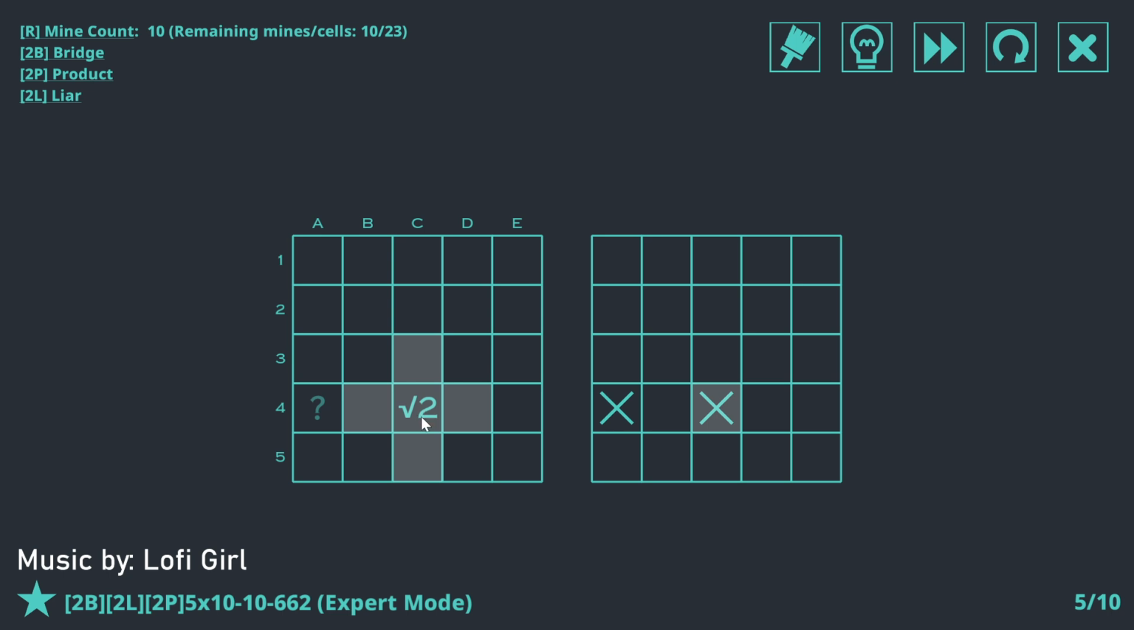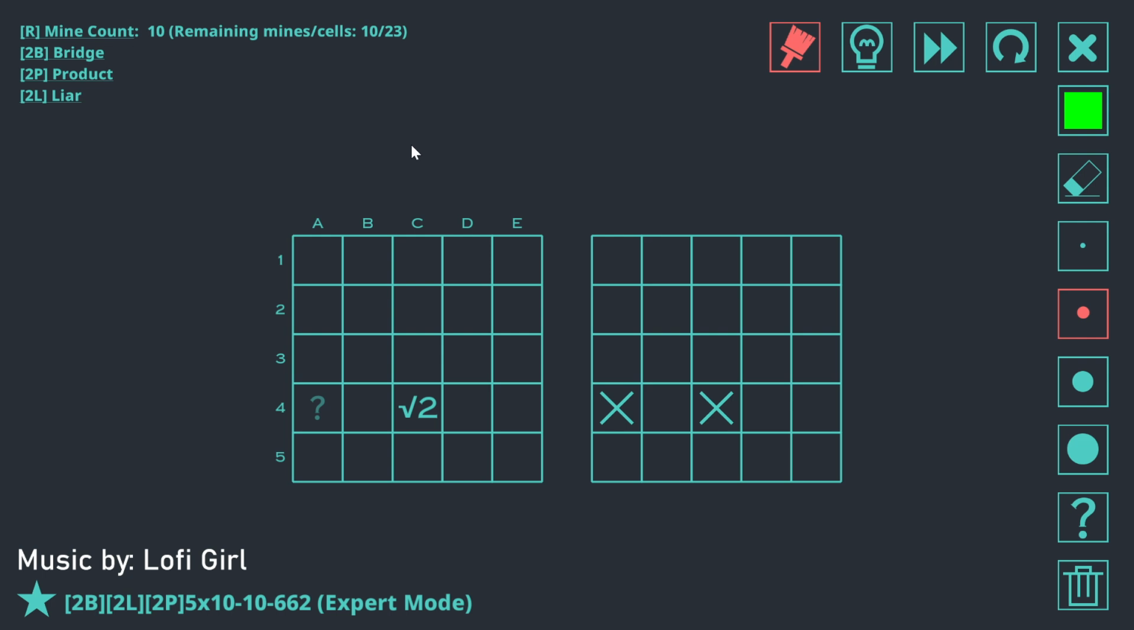Well, I can say that this root 2 must be a 1 times 2 by regular product, because that's the only way you can have two distances multiplied to root 2. Root 1 by root 2. However, I can do more stuff here. This being a mine never works.